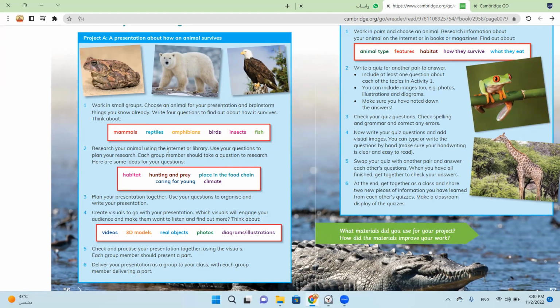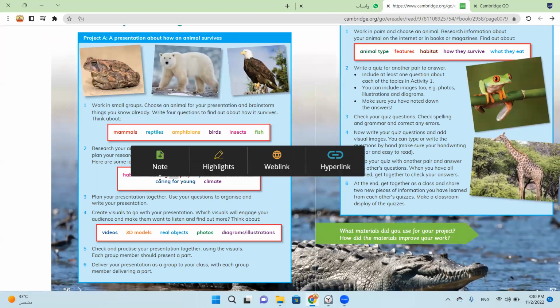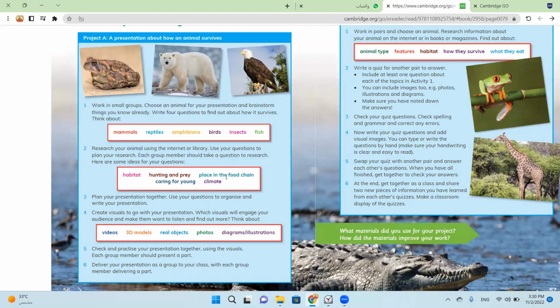Research your animal using the internet or library and find more information. Use the questions to plan the research. For example, how does this animal survive? How does it take food? Or how does it hunt prey? How do they mate? And other questions that you could come up with. Here are some ideas for the questions. Habitats, hunting and prey, place in the food chain, caring for young, climate. Where do they live, for example?